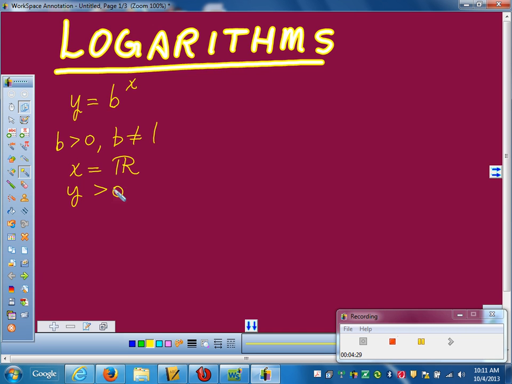We want to make logarithms. Then you better remember how you get a logarithm out of an exponential function. Logarithms are the inverses of exponential functions.